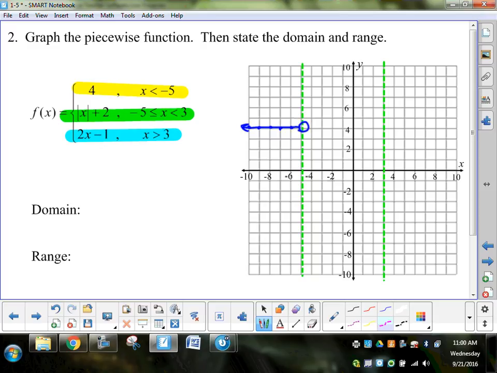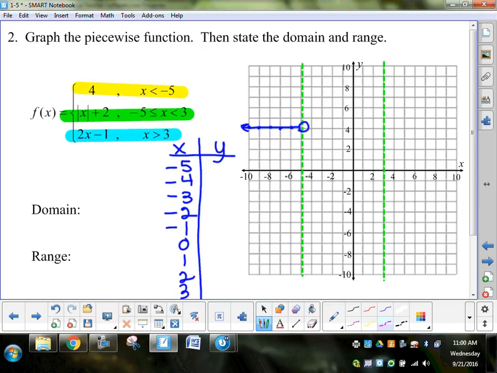Now, the middle piece, yeah, I'm going to need to use a table of values to get that one done. And I've got to do it from negative 5 up to 3. So I list down, all right, here's my table. I'm going to use this from negative 5 to 3. So negative 5, negative 4, negative 3, negative 2, negative 1, 0, 1, 2, and 3. We'll show you a little gimmick to do the next one.